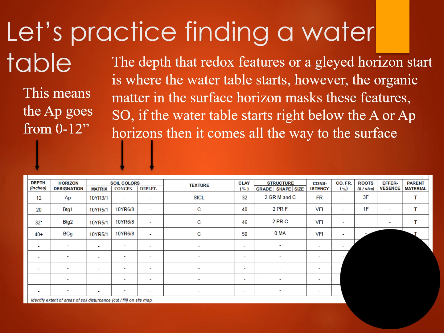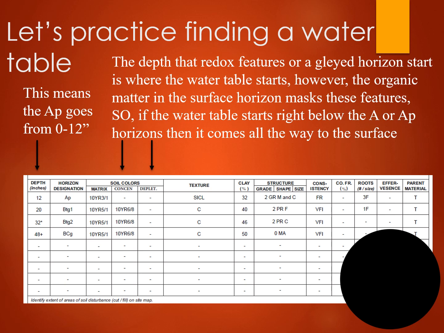It goes from 12 to 20. But wait, there's a catch here. Because the organic matter in the A horizon masks redox features, anytime we have a water table that starts at the base of an A horizon, we don't say that the water table starts at 12 inches just because of the redox colors. No, no, friends. We say it goes to the surface because we know that this organic matter is going to mask the water table features that would have risen via capillary action to the surface in this AP horizon. So actually, the water table here starts at 0, at the surface.